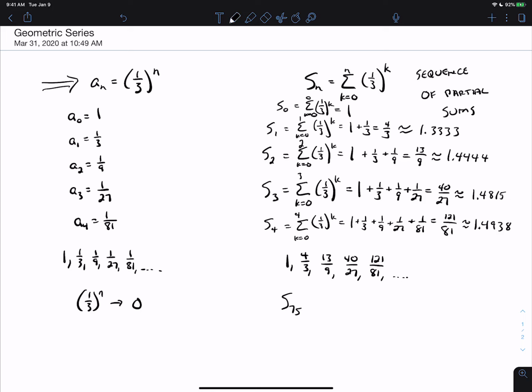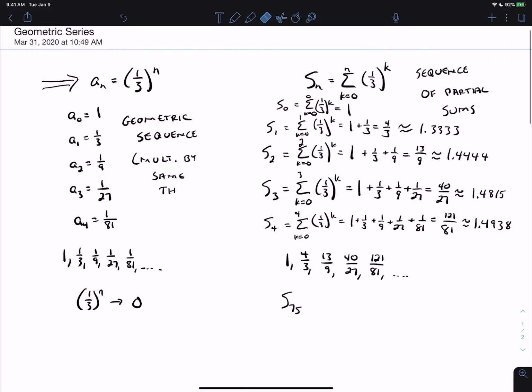So if you look at the one on the left, this is called a geometric sequence because in order to go from one term to the next, the pattern is that you multiply by the same thing. To go from 1 to 1/3, you multiply by 1/3. To go from 1/3 to 1/9, you multiply by 1/3. To go from 1/9 to 1 over 27, you multiply by 1/3, and so on. The one on the right is the geometric series, where the things you're adding are from a geometric sequence. So here we're talking about a geometric series.